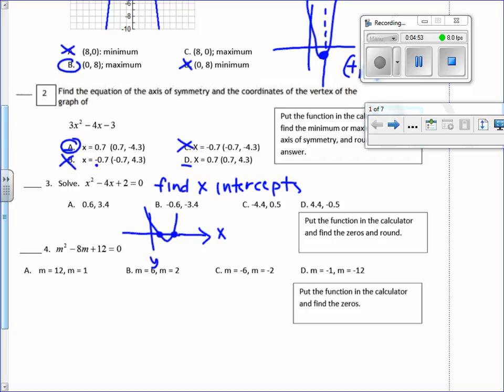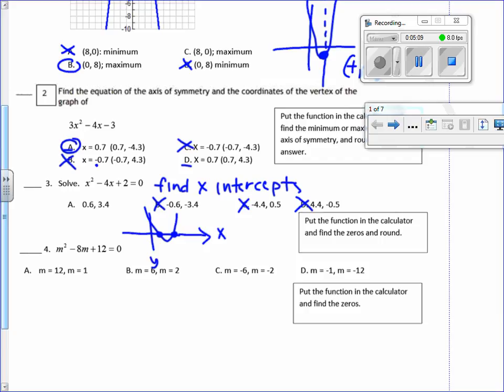Which ones can I eliminate? Why? Because those are negative. What else? Why? It's got a negative. What else? Why? Because it's got a negative number. I don't even have to know what they are.